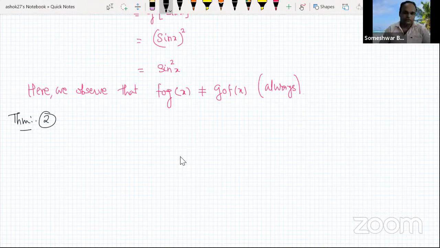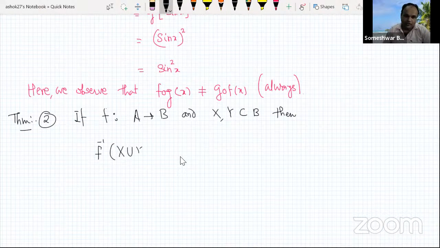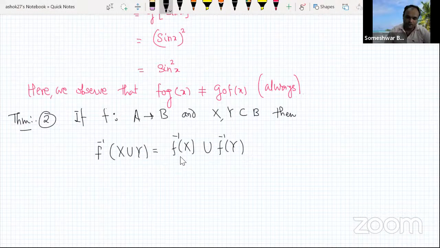The statement of the theorem is that if f is a mapping from capital A to capital B, this is the first mapping, and capital X and capital Y are subsets of B, then f inverse of X union Y will be equal to f inverse of X union f inverse of Y. So this is the statement of this theorem.